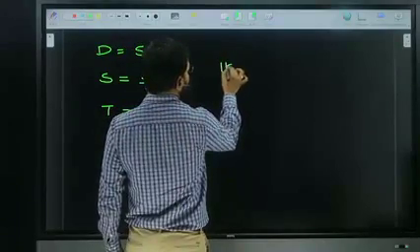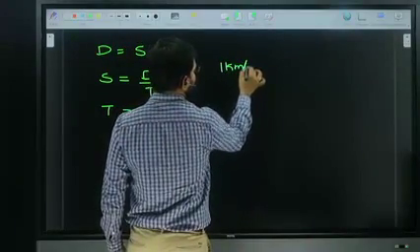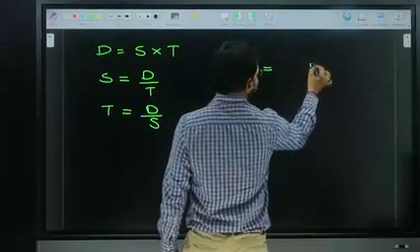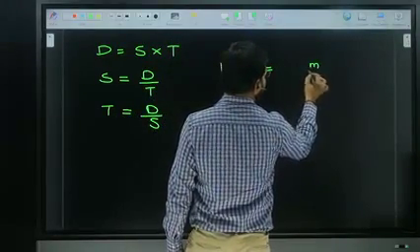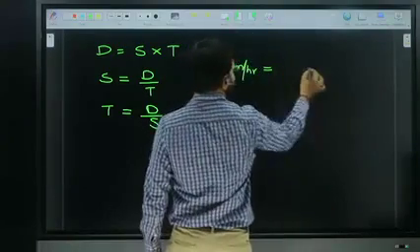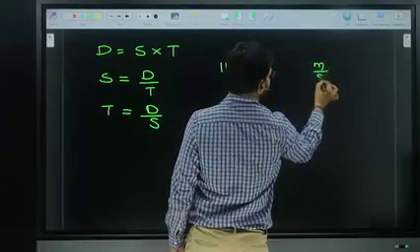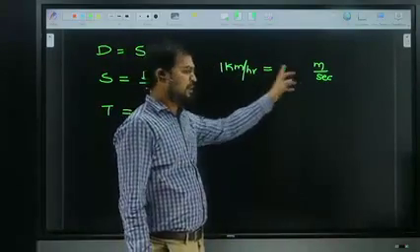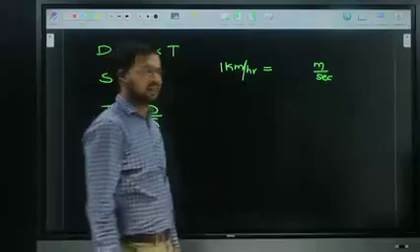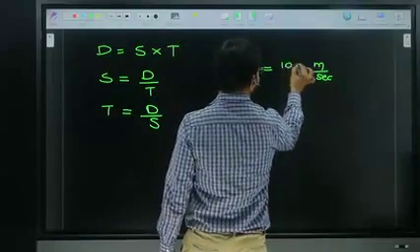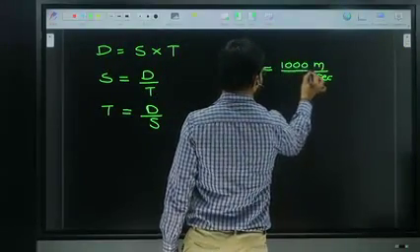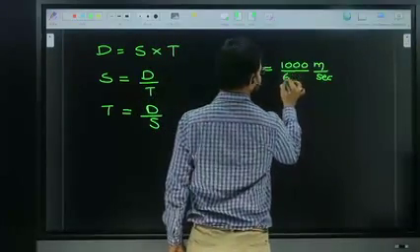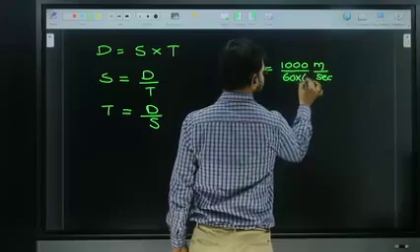1 kilometer per hour is nothing but how many meters per second? I need it in terms of meters per second. First of all, tell me, 1 kilometer is how many meters? 1000 meters. Divided by, I need to convert hour into seconds. 1 hour is 60 minutes, and each minute has 60 seconds.